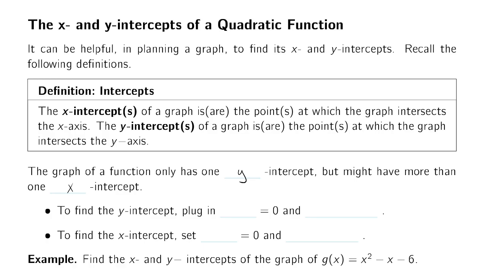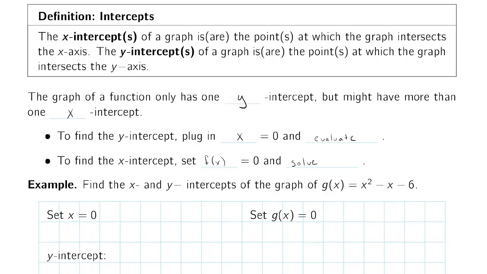To find the y-intercept, we plug in x equals 0 and evaluate. To find the x-intercept, we plug in f of x equals 0, and then typically we have to solve the resulting equation. So as an example, let's find the x and y-intercepts for the graph of a quadratic function.